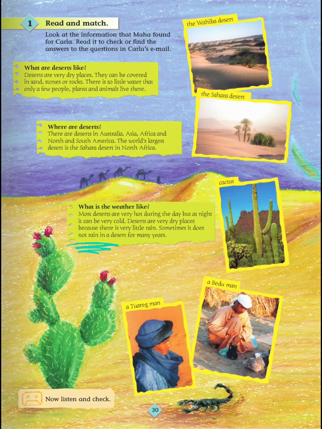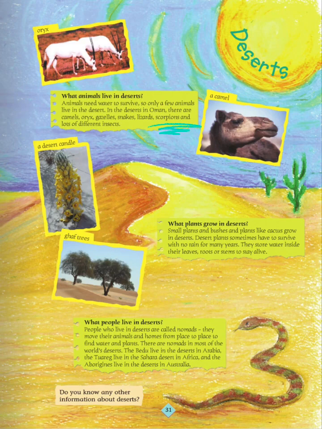What is the weather like? Most deserts are very hot during the day, but at night it can be very cold. Deserts are very dry places because there is very little rain. Sometimes it does not rain in the desert for many years. What animals live in deserts? Animals need water to survive, so only a few animals live in the desert. In the desert in Oman, there are camels, oryx, gazelles, snakes, lizards, scorpions, and lots of different insects.